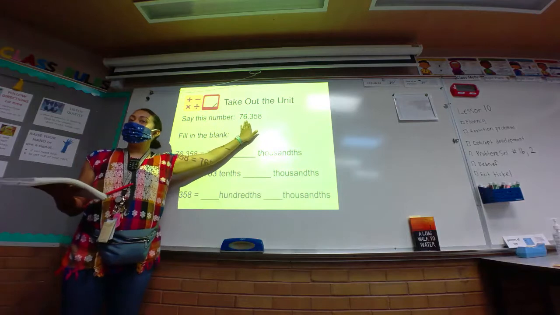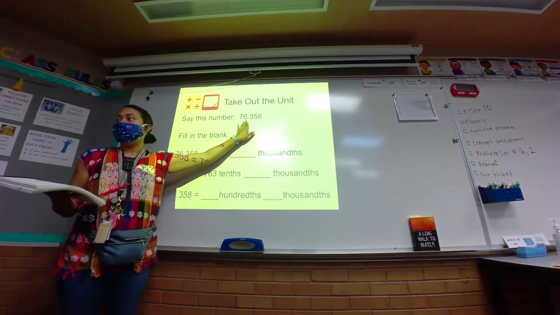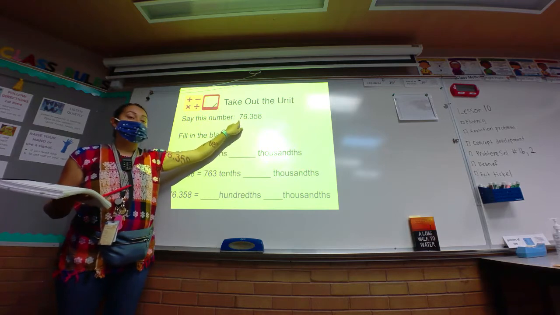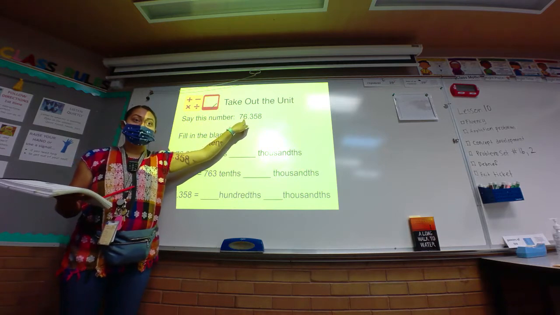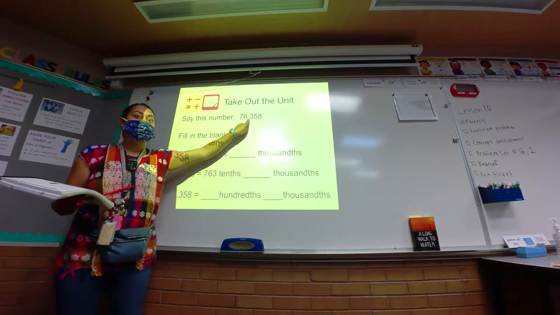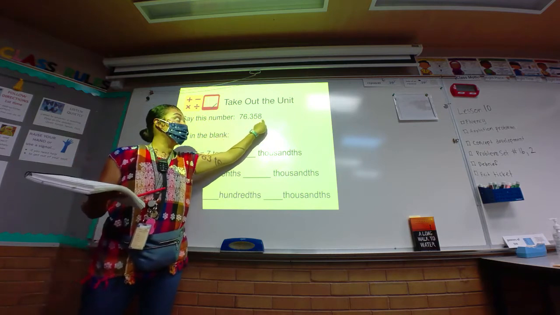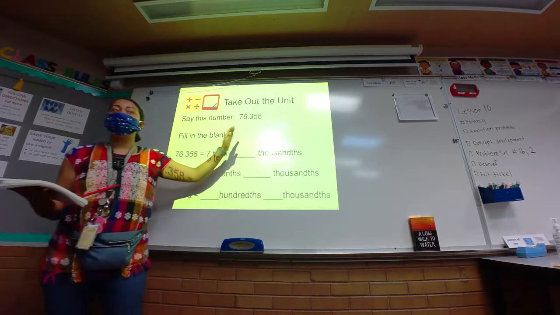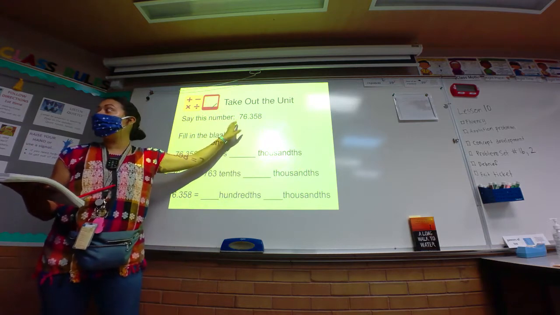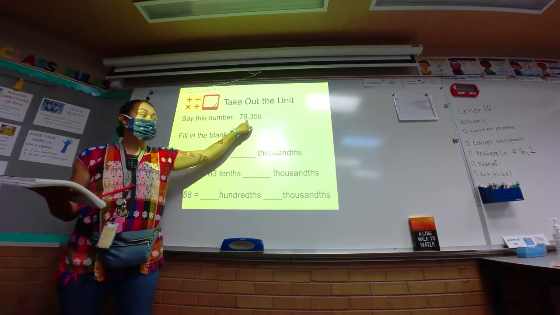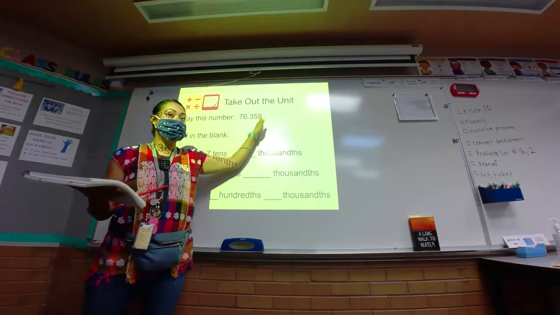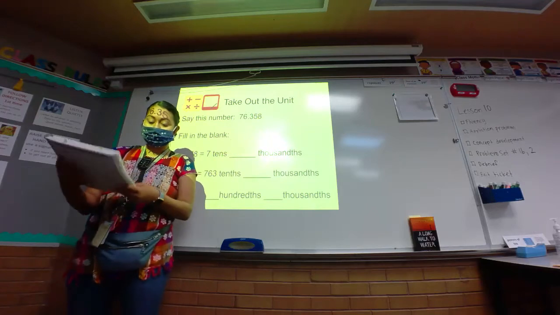So everybody together, let's read this number. Elian, eyes up here. Okay, ready, go. 76 and 358 thousandths. Say it again, I think I only heard like one whisper. Ready, go. 76 and 358 thousandths. Thank you, that sounded better.